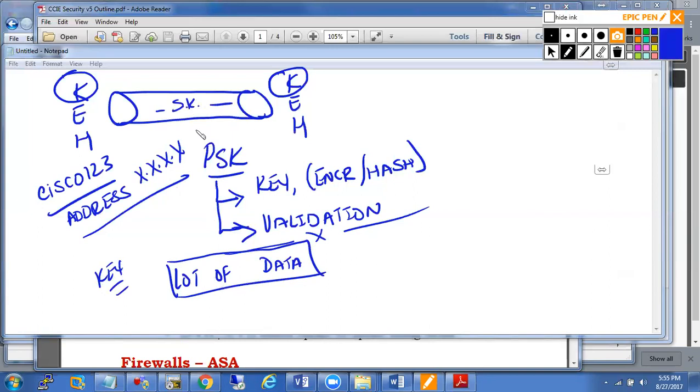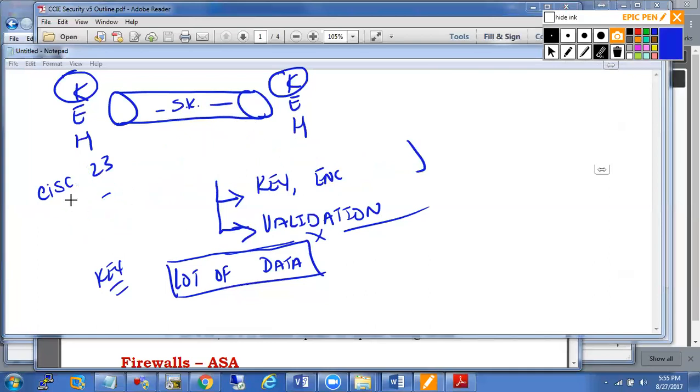You get my point? So to make it a little bit more secure, they have a different keying architecture called the public key infrastructure, PKI. Rather than using a pre-shared key, I'm going to use a different type of keying mechanism called PKI, the public key infrastructure. So I'm going to be replacing the pre-shared key with the PKI key. And what is this PKI key exactly? Let's take a look at that.